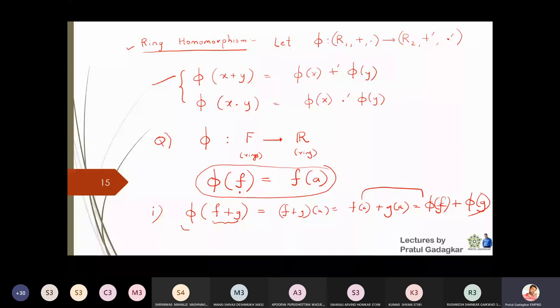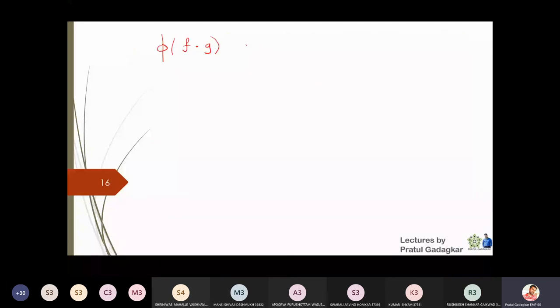Can we check the second property? What is phi of x dot y equal to phi x dot phi y? So phi of f dot g will be equal to, by definition, f dot g of a. What is f dot g of a? It is f of a dot g of a, which is nothing but phi of f multiplied by phi of g. So this means that both the properties are satisfied.